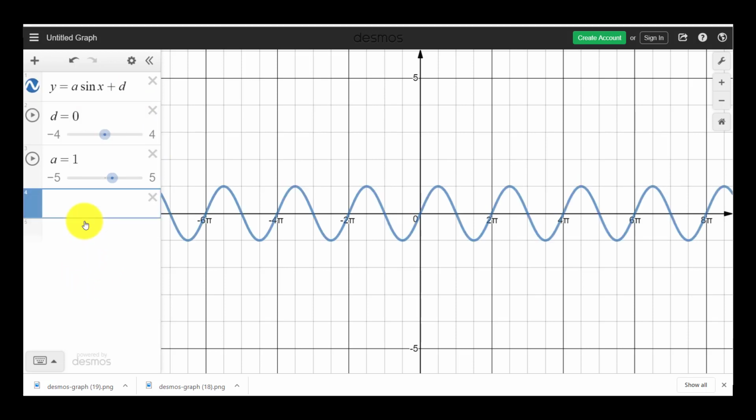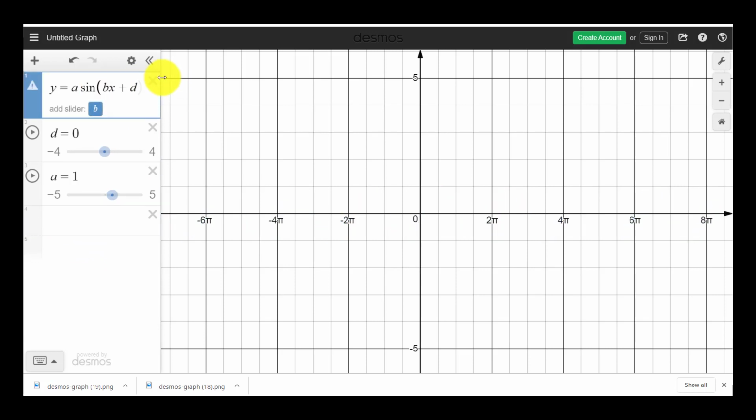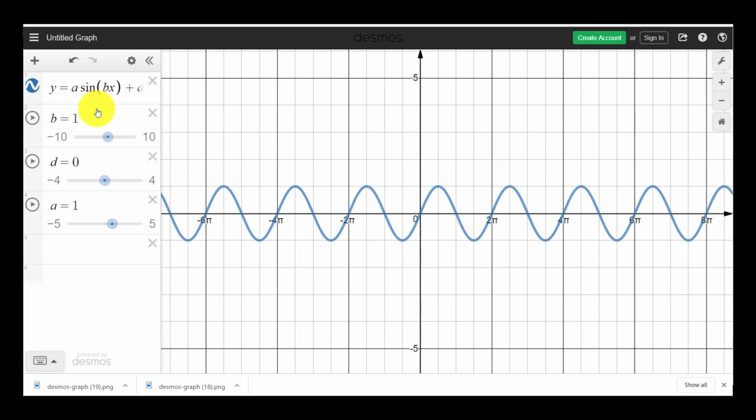Now I'm going to add in another one. What about inside the function? So I'm going to add in B, and just close the brackets there, make sure it doesn't do anything funny. So I'm doing an inside multiplier. Now, if I do this inside multiplier, have a look what happens when I change B.